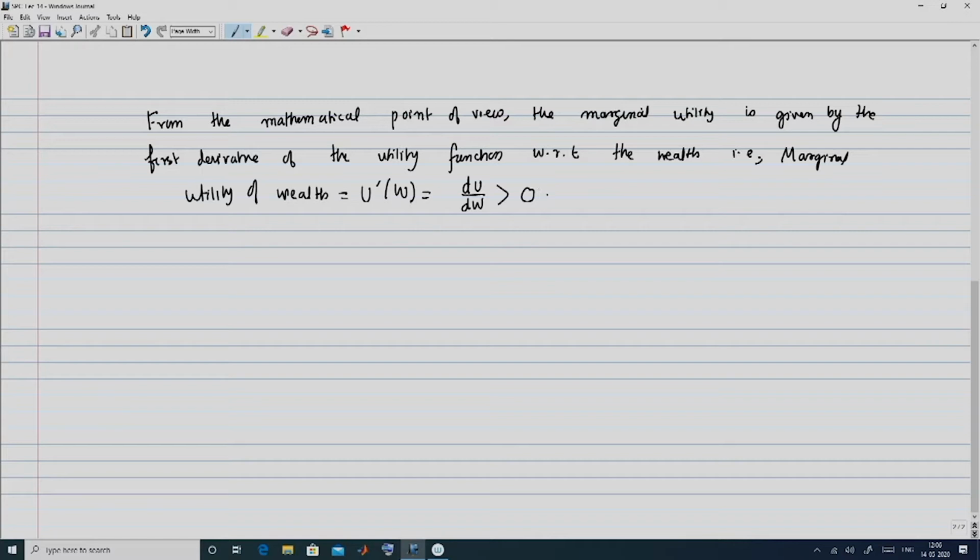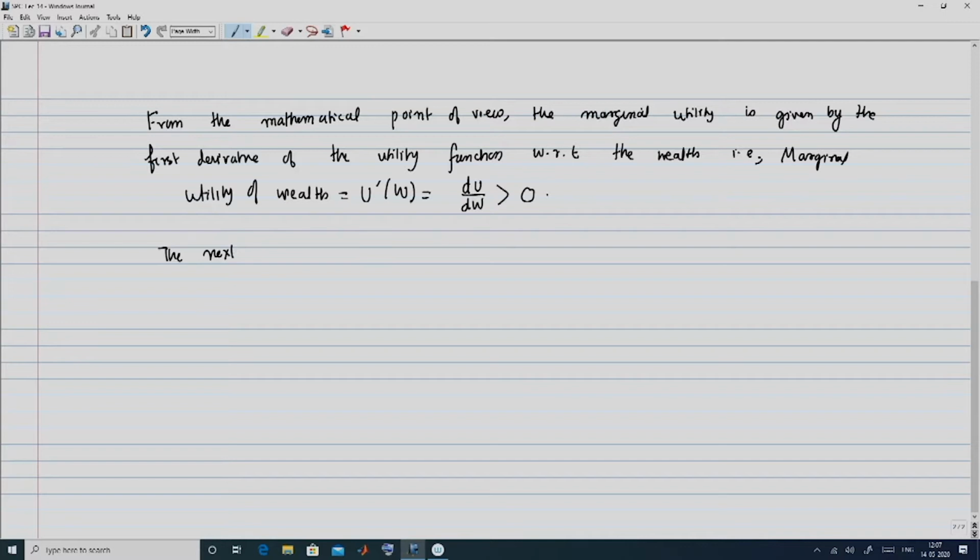Another way of looking at it is that u as a function of w, you expect that for a rational investor this is going to be an increasing function, and that is the reason why the marginal utility, which is essentially the rate of change of the utility vis-a-vis the wealth level, is defined to capture that relative change in the utility corresponding to a unit change in the wealth level. Since this is an increasing function, obviously the marginal utility defined by u prime of w is going to be positive.